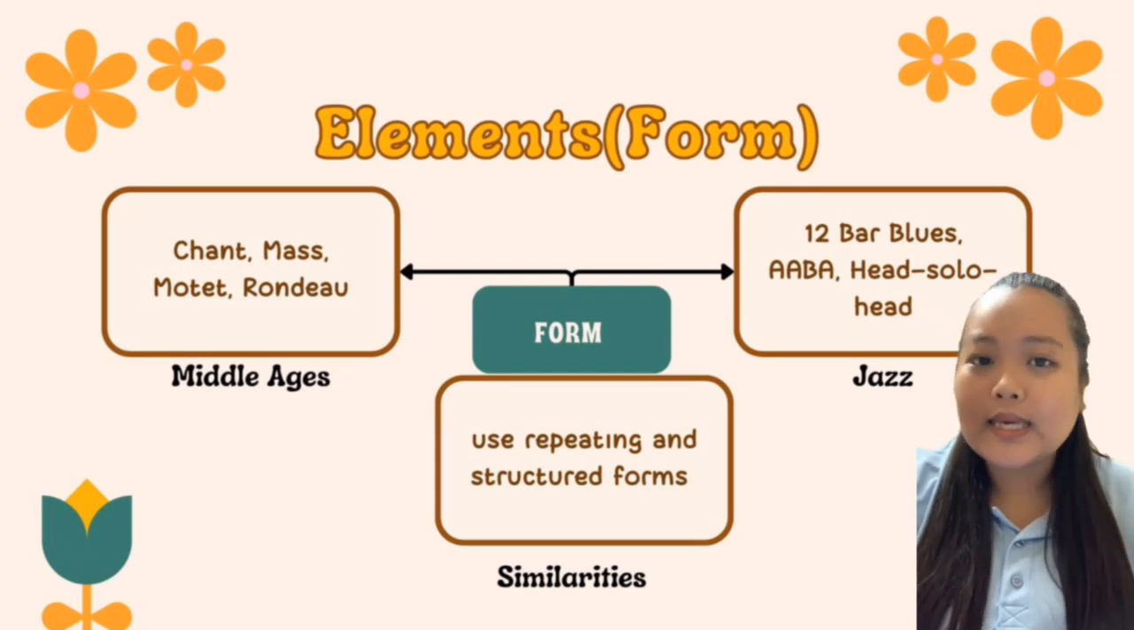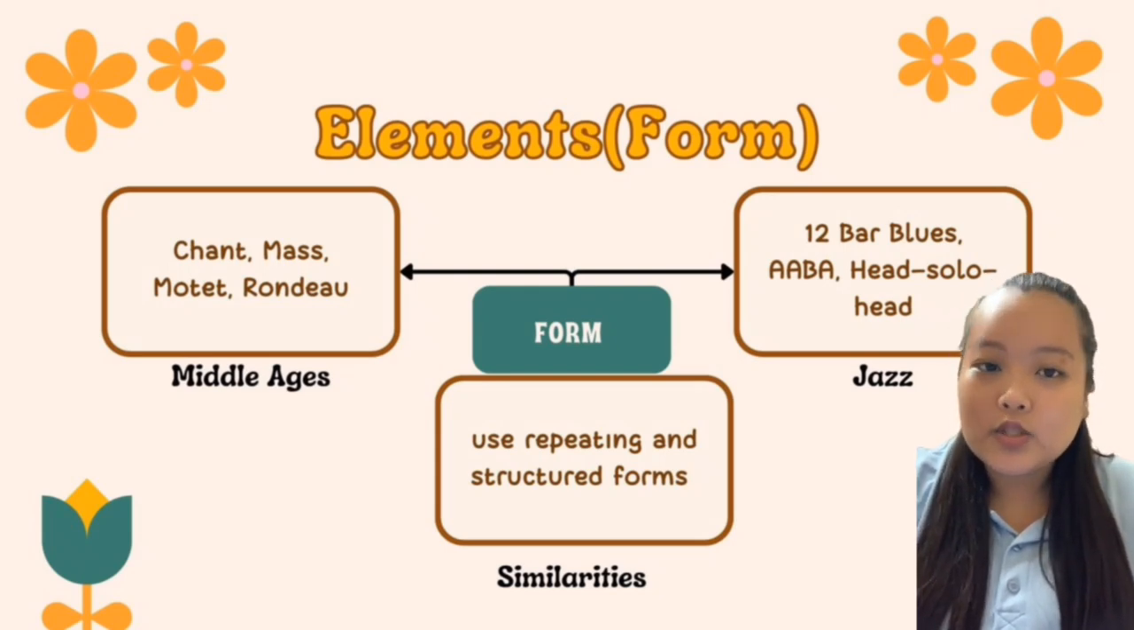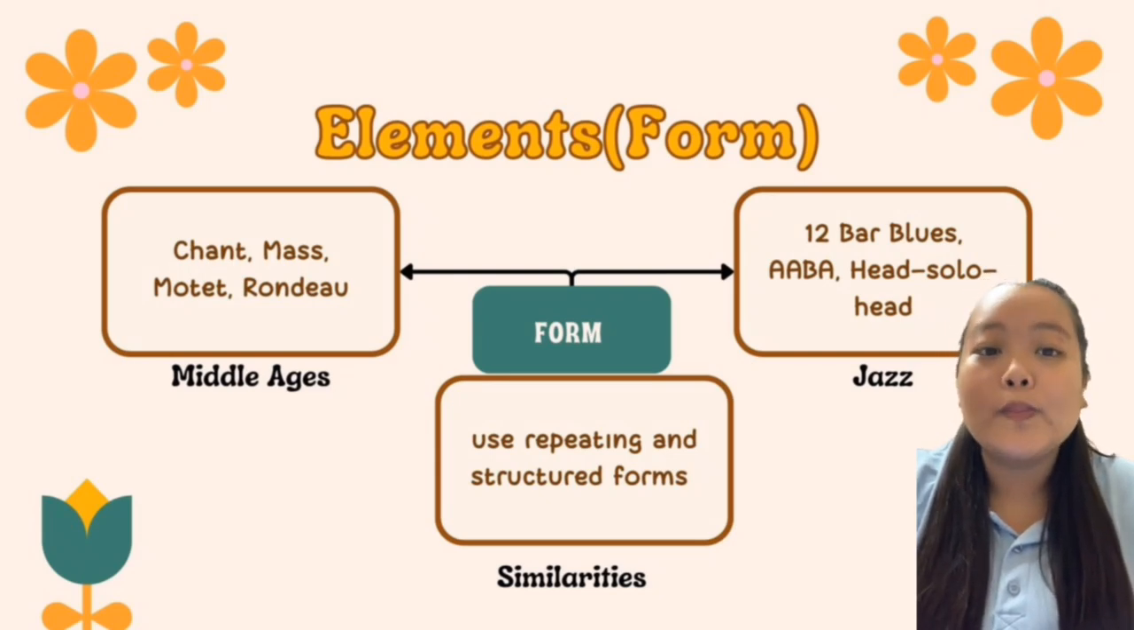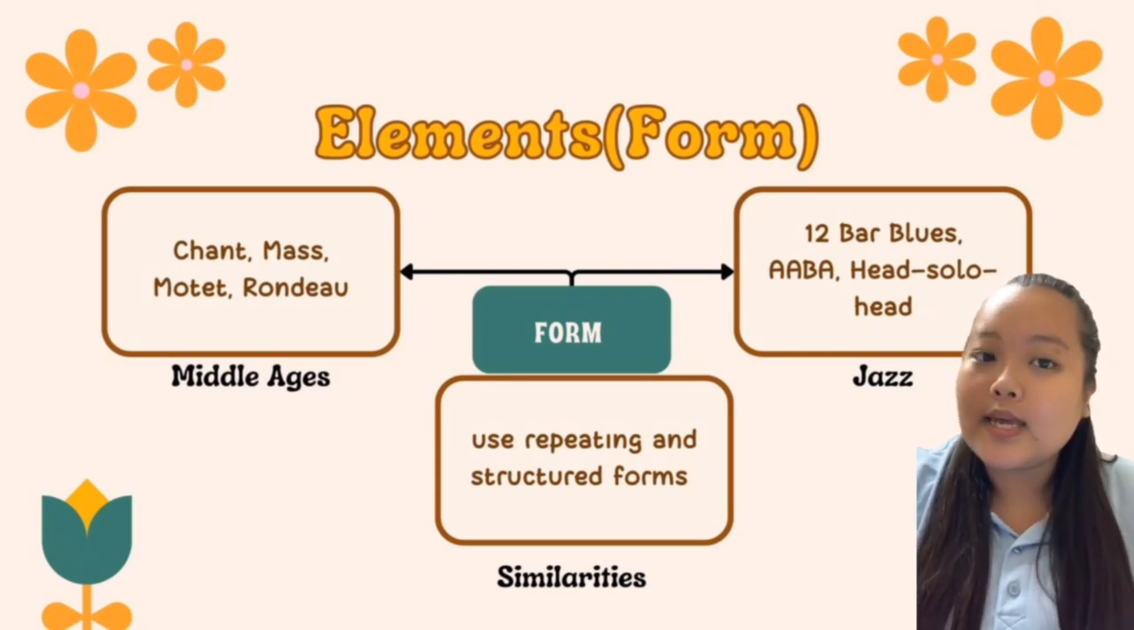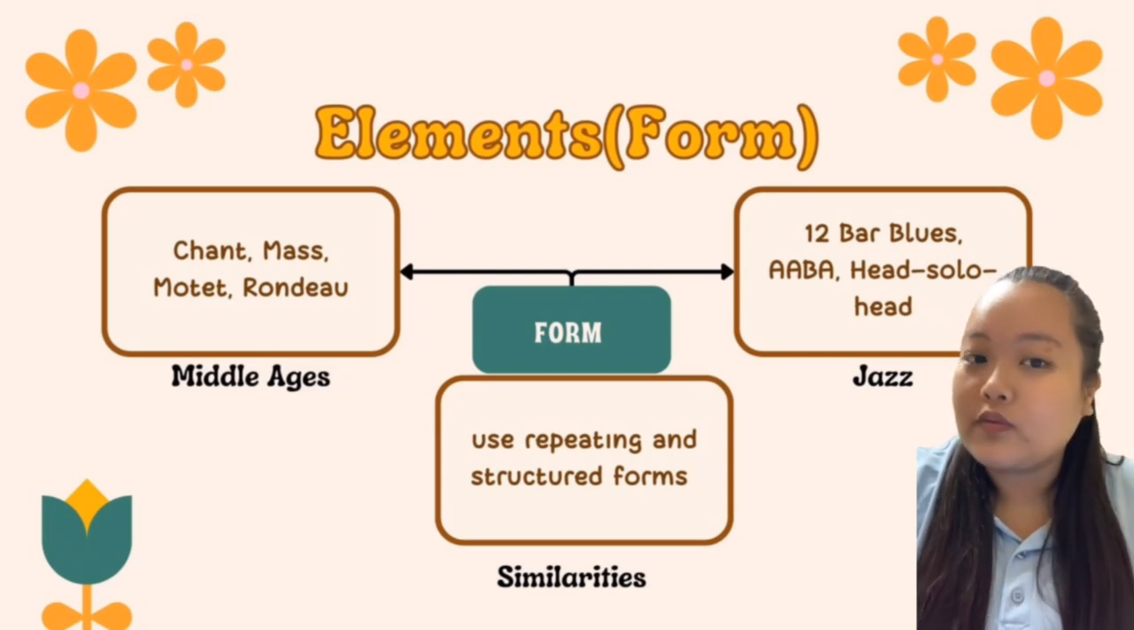The music in the Middle Ages follows simple forms like chant, round and strophic structure. As time passed, more complex forms like motet and mass developed. And in jazz, the form is usually based on the chorus structure, such as 12-bar blues, AABA or rondo, and theme and variation with space for improvisation.